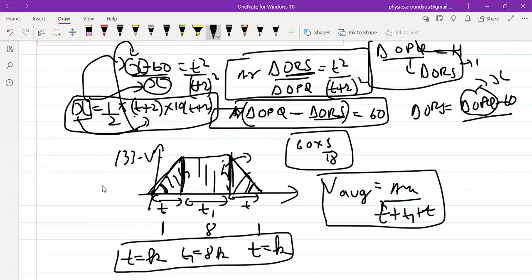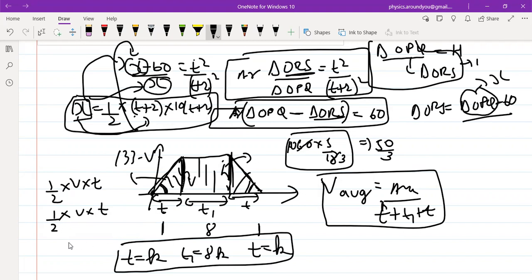What is the area of the first figure? Area of this triangle is half into whatever converted value you get, 60 into 5 by 18, which is somewhere around 50 by 3. Okay, half into V, I will call this anyway V, not a number. Half into V into T is the area. And then the other triangle, it is half into V into T area.